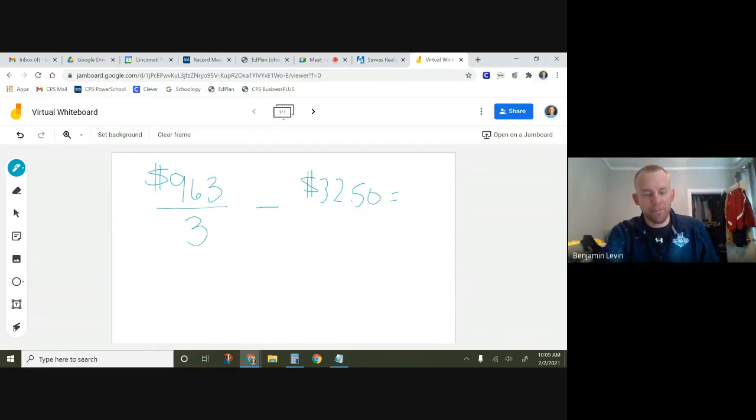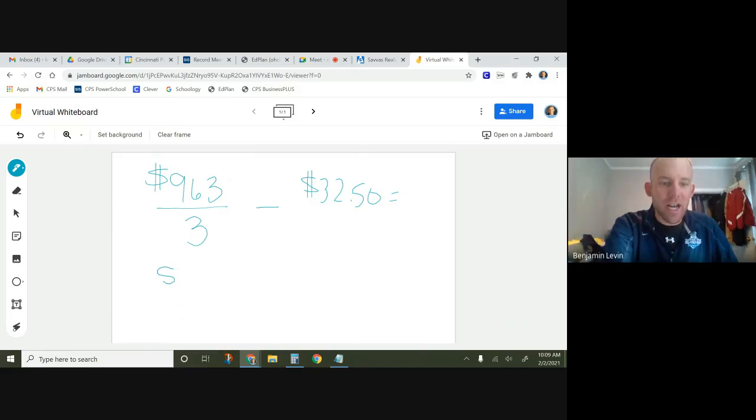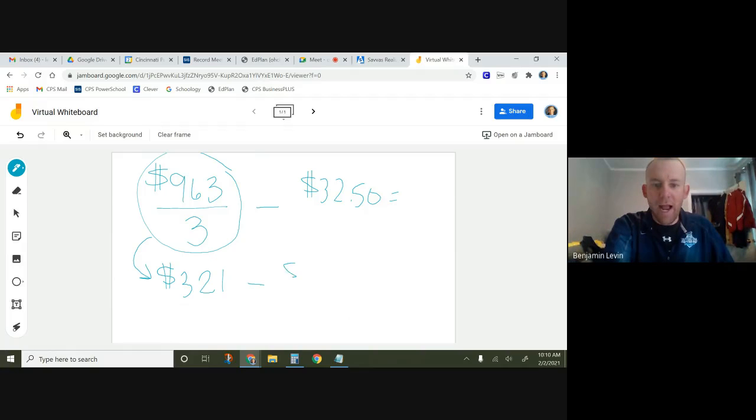So let's figure it out. 963 divided by 3. That's going to give us Malik's cut. That works out to a perfectly good even number of 321. So Malik's share is 321, right? Because that's what this is. 963 divided by 3 gets us 321. Now we have to subtract 32.50 because he spent 32.50 on lunch.